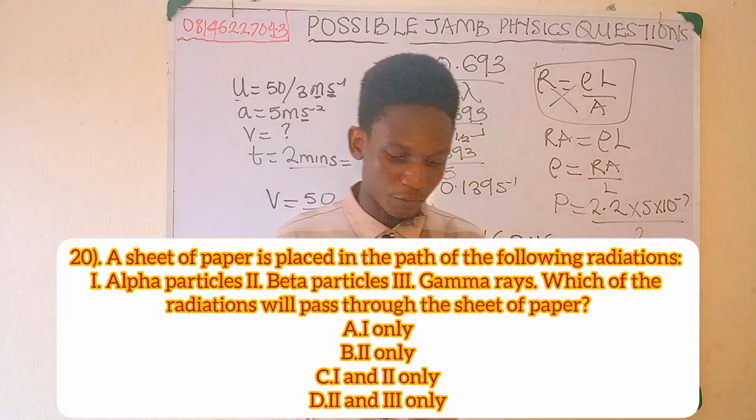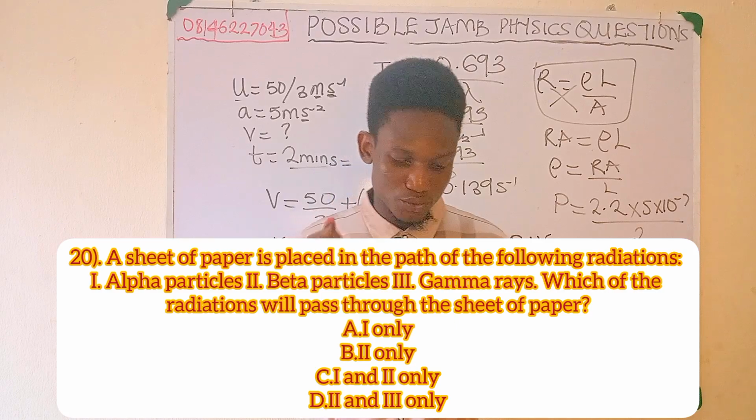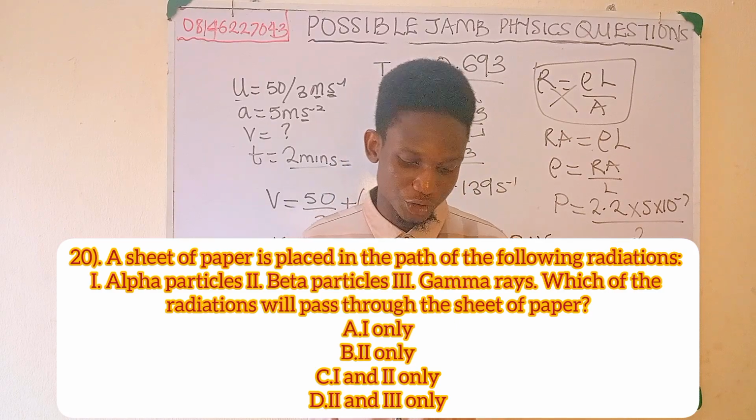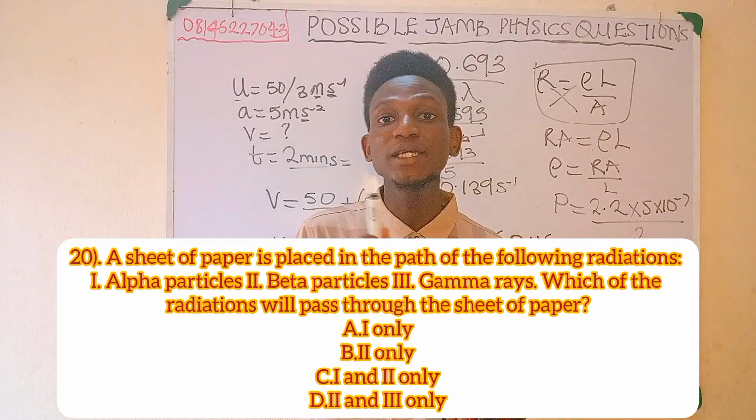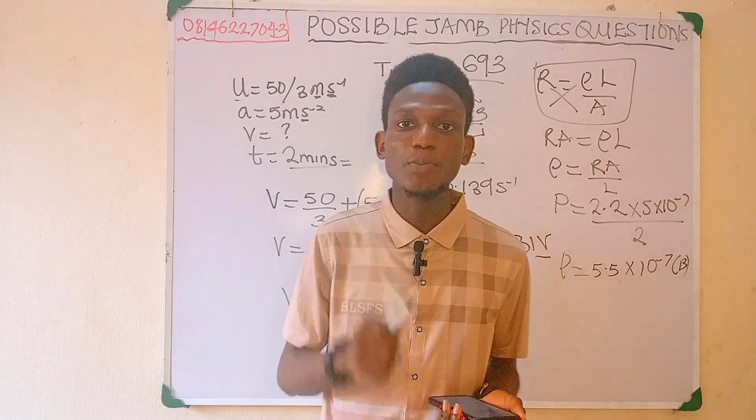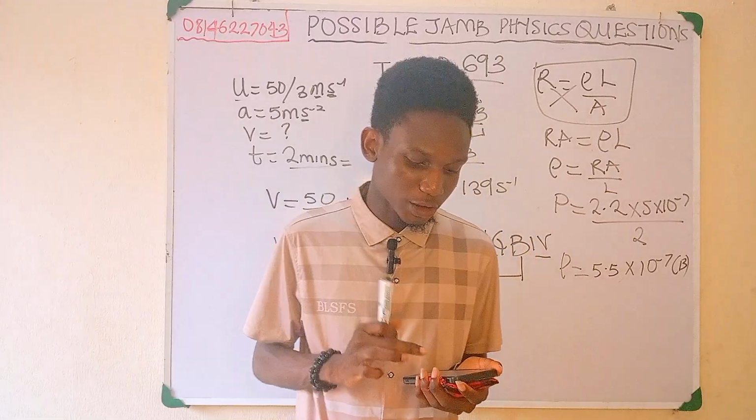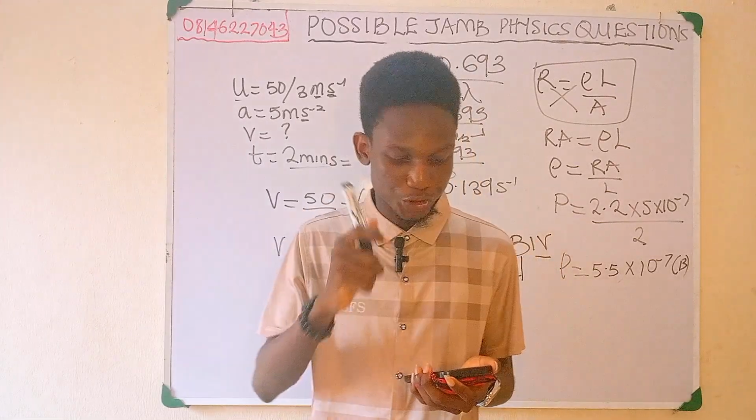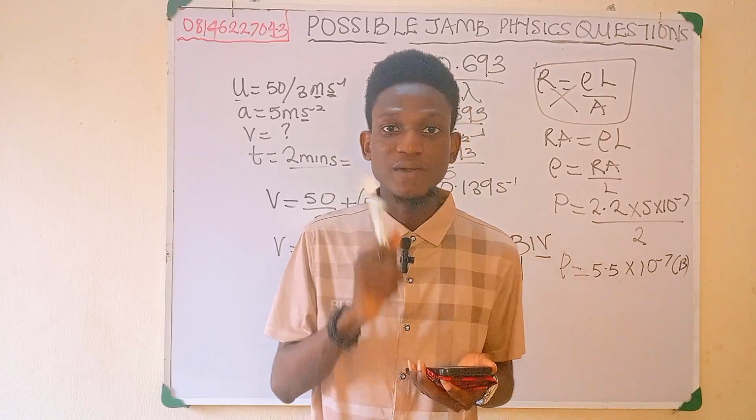Then the next question says a sheet of paper is placed in the path of the following radiation: alpha particles, beta particles, gamma rays. Which of the following will pass through the sheet of paper? Please take note that alpha rays can be shielded with a sheet of paper, so alpha rays will not pass through. Only beta rays and gamma rays will be able to pass through the sheet of paper. Only 2 and 3 are correct, so option D is the right option.